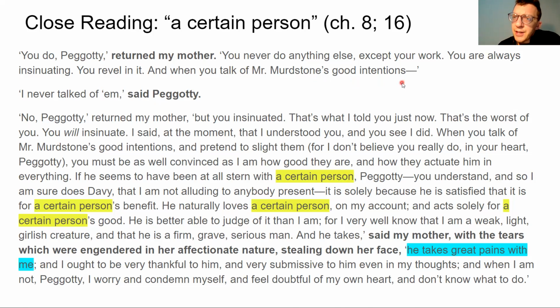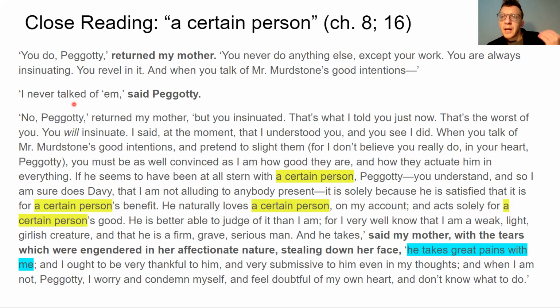Murdstone's good attentions, dash, and what that dash indicates is that Peggotty is interrupting, kind of. "I never talked of him," she says. "No, but you insinuated." And what we have here is Dickens almost marking to the reader, pay more attention, right? What is being insinuated? What is being left unsaid, but still spoken, right? Because a lot of this material operates at two levels of discourse, because young David doesn't know what's being said. David, the author, does, in the same way the readership is hearing different things.